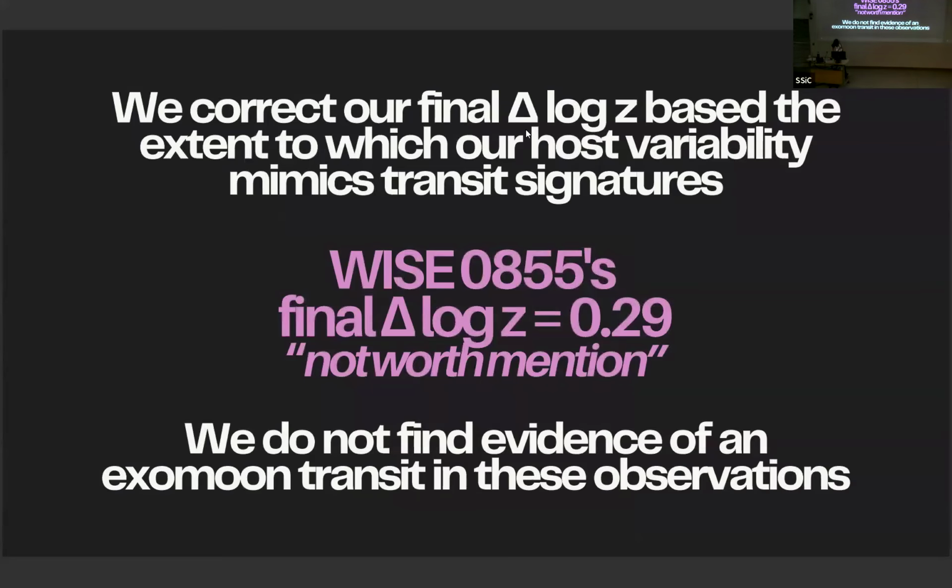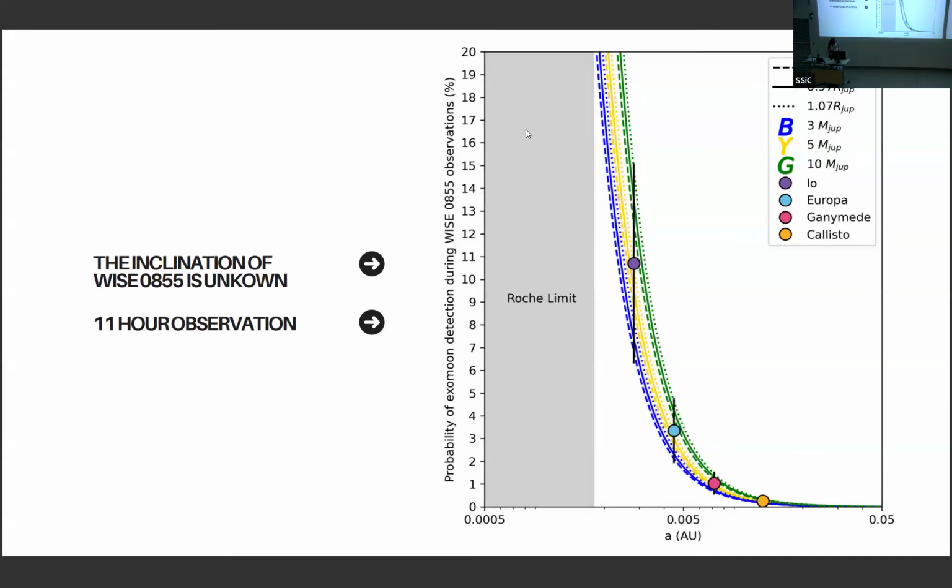And so I'm going to cut to the chase. For WISO 855, we found a delta log Z that was in the not worth mention range. So we don't think that there is an exomoon present in this data set. And I'm okay with that. And the reason is because it's actually not super probable that there would have been an exomoon in this data set. And that's going to be shown here in this figure.